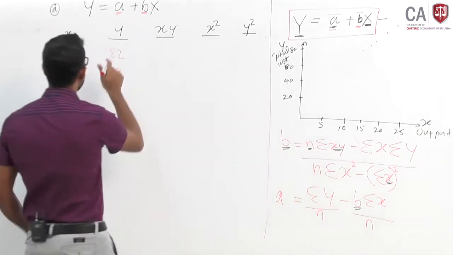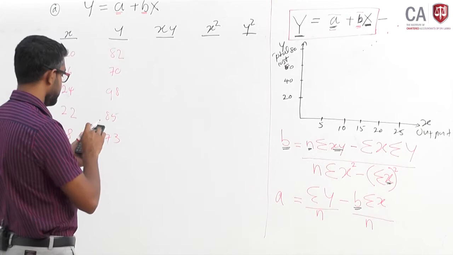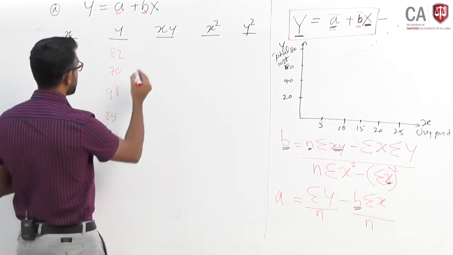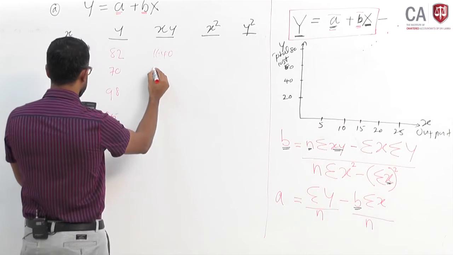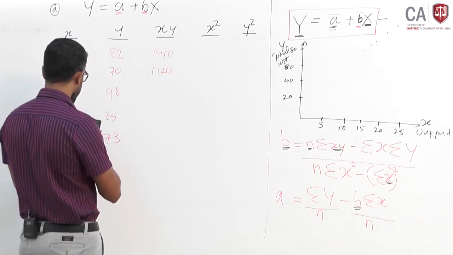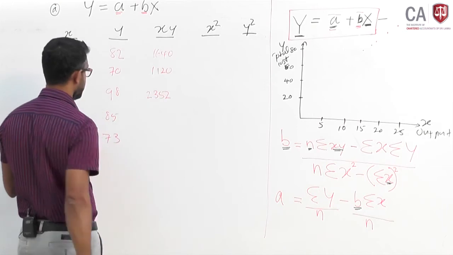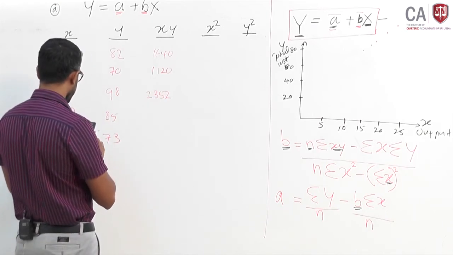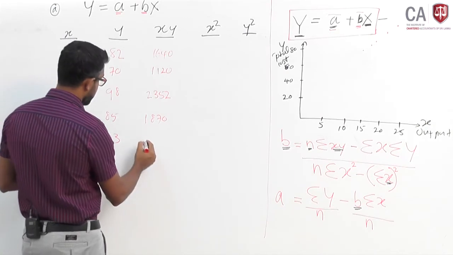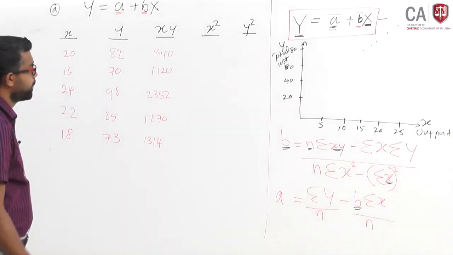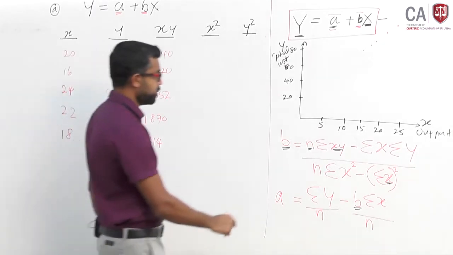x into y, the product xy. Take quickly. 20 into 82, 1640. 16 into 70, 1120. 24 into 98, 2352. 22 into 85, 1870. 18 into 73, 1314. We need the sum of xy. We will do that later. We also need x power of x.